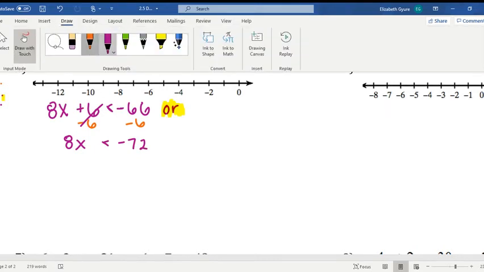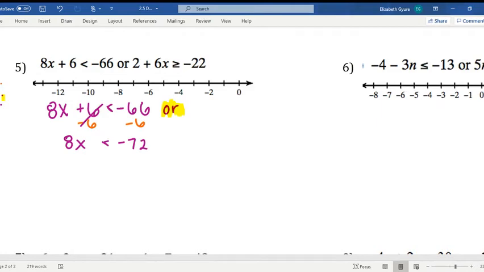Now you still have that x. There's still a number next to it. How would you get rid of the 8? Divide by 8.